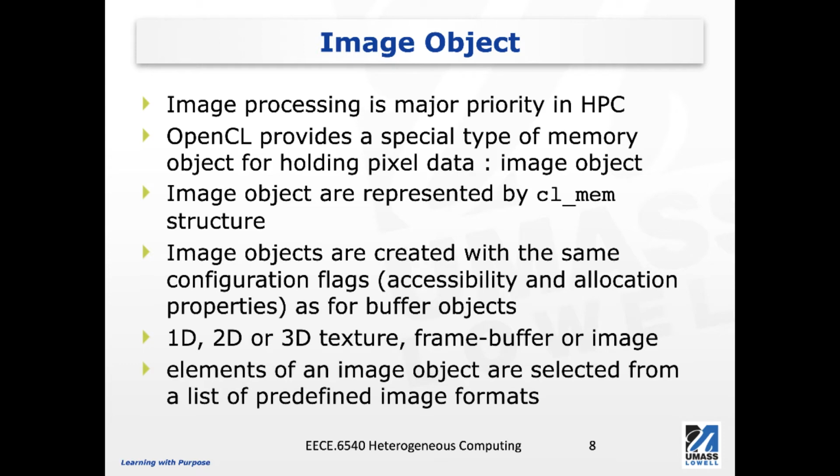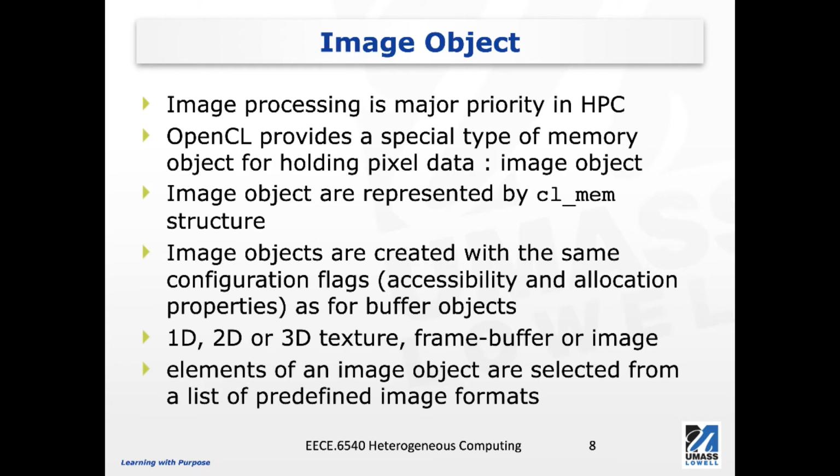Image objects are created with the same configuration flags as for the buffer objects. For example, we can choose to allocate space on the host, or we can use the pointer host copy flag to make copies of the initial data, or we can use read, write, or both read and write to specify the access types to these image objects. For images, we are talking about 1D, 2D, 3D textures, frame buffers, or just a simple picture.